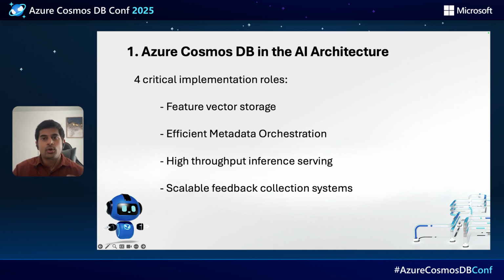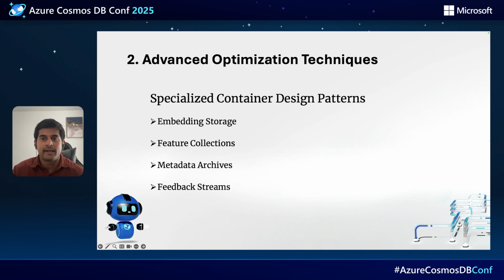Moving on, let's talk about how we can optimize AI workloads using the advanced techniques in Cosmos DB. As AI applications grow in complexity, we need a database that can handle fast data access, efficient partitioning, and dynamic scaling. So Azure Cosmos DB provides these three key optimization techniques to achieve this. Let's start with specialized container design patterns.